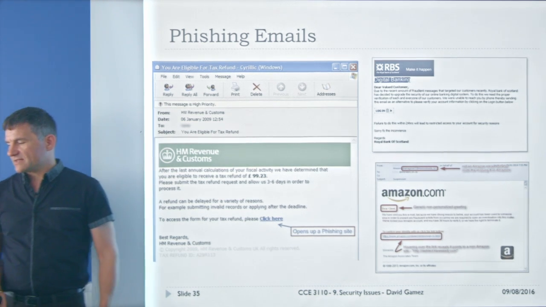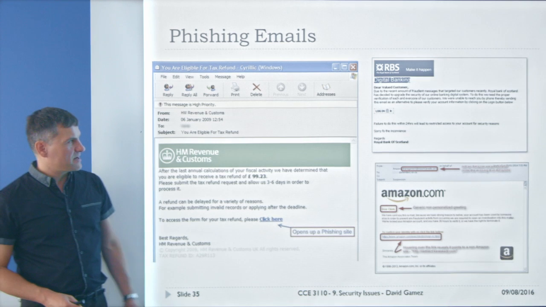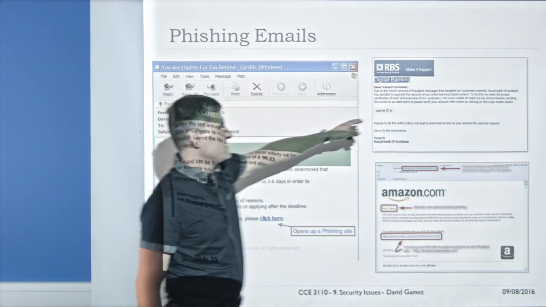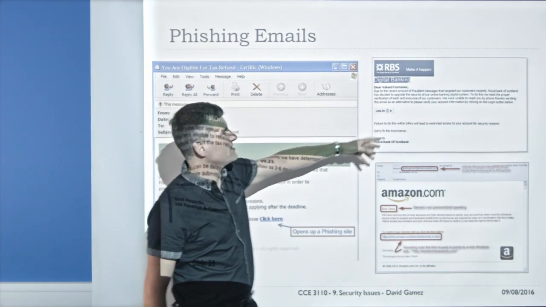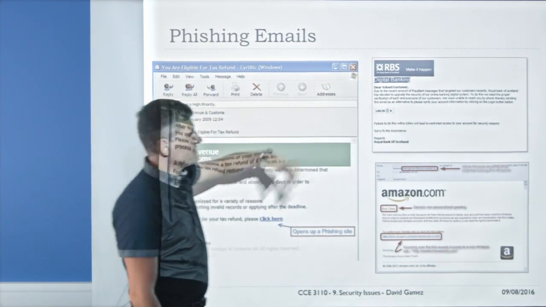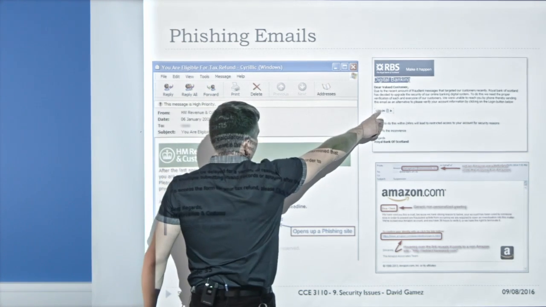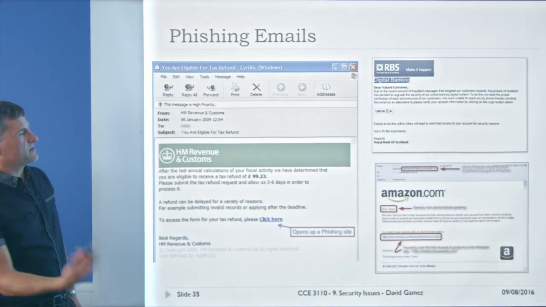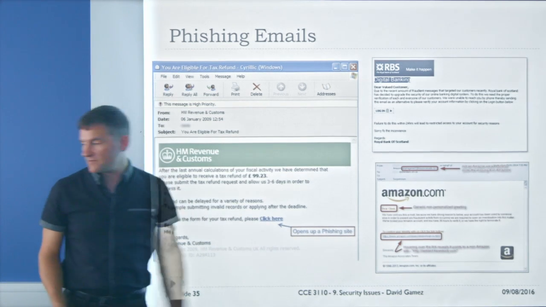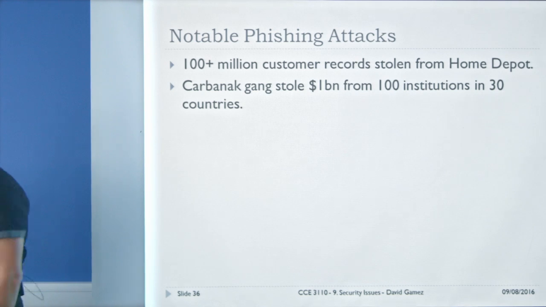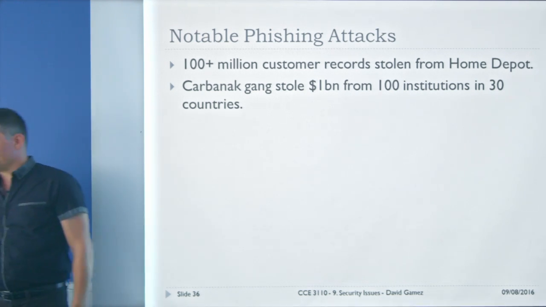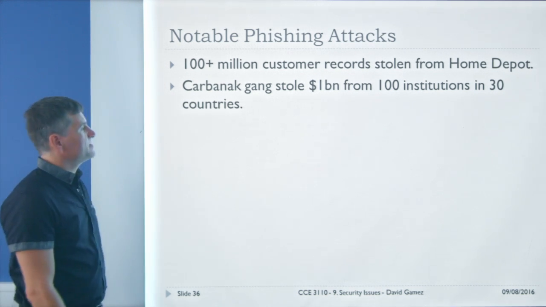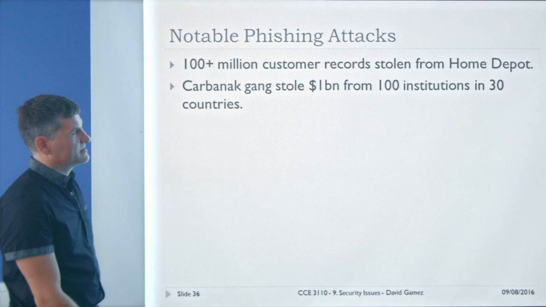So you look at the links if you're a little bit ambiguous about it, but you should never give your password online anyway, or follow any of these kind of links. If you think it might be real, then log in separately on the RBS Bank site instead of clicking on the link, because that link is going to lead you to a fake website where you give your user information to the fake website instead of to the real one. So 100 million customer records stolen from Home Depot. Carbanak gang stole 1 billion from 100 institutions, all using phishing attacks. It works.